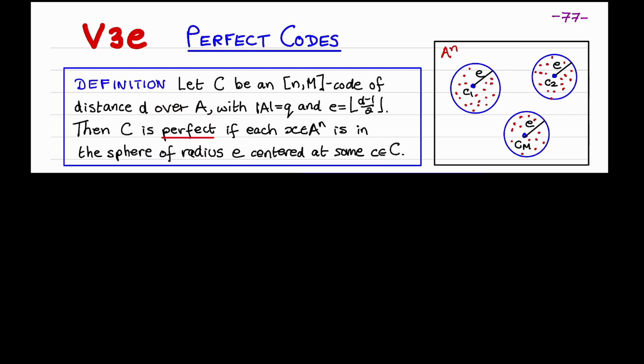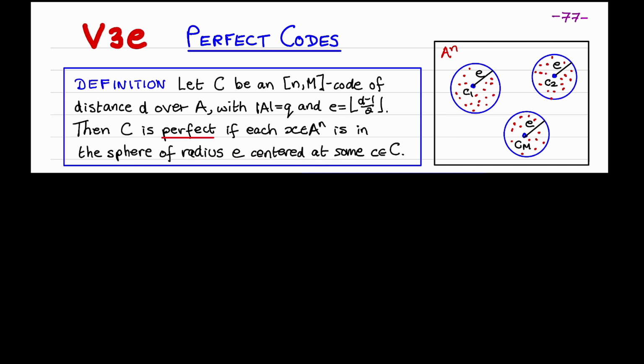Let C be an (n, M, d) block code over an alphabet A of size q, with error correcting capability E = (d-1)/2. Then the code C is said to be perfect if each vector of length n over A is in the sphere of radius E centered at some code word.